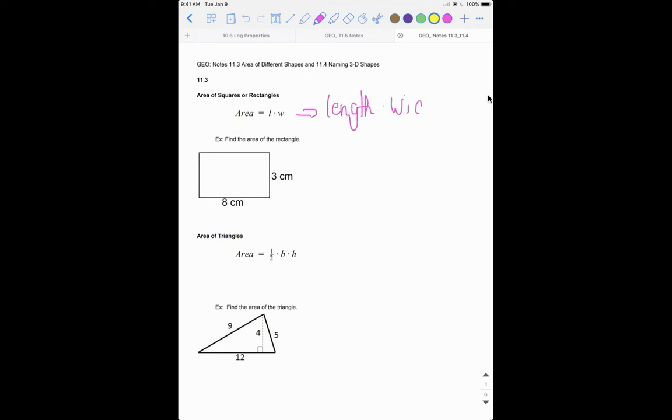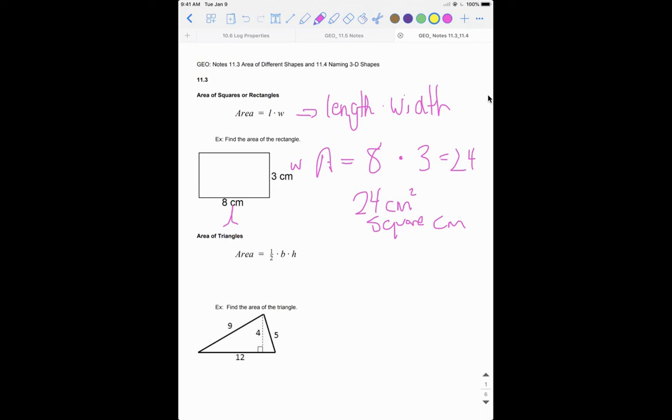Length times width. All right, and so it doesn't really matter which one you call length, which one you call width. But if we look at this one, let's say this is our length L, and this is our width W. So if we want to do A equals length times width, because we called length 8, times width 3, you get 24. Again, area is always in units squared. So in this case, we get 24 centimeters squared. Sometimes you'll see it written as just square centimeters, right? Same thing, either one.